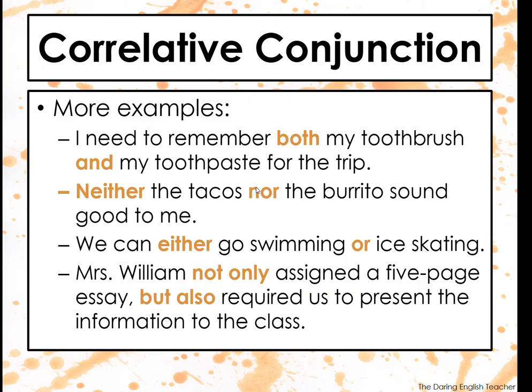Here are some examples. I need to remember both my toothbrush and my toothpaste for the trip. Now, could I just use one coordinating conjunction in here? I need to remember my toothbrush and my toothpaste for the trip? Yes, but by adding in both, we show that my toothbrush and my toothpaste are of equal importance in my sentence. I can't just take one, I need both of them.